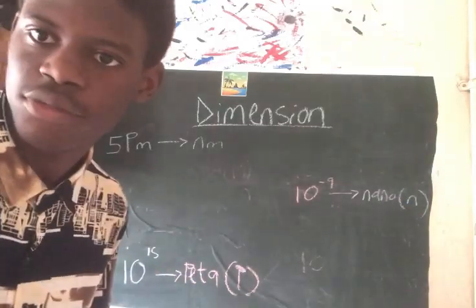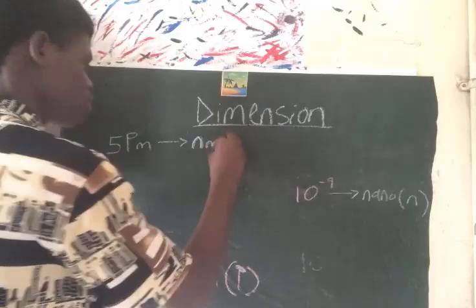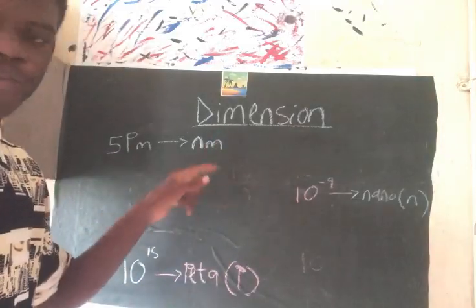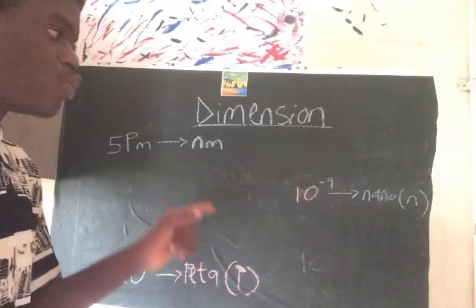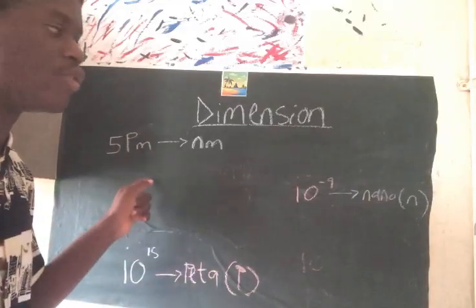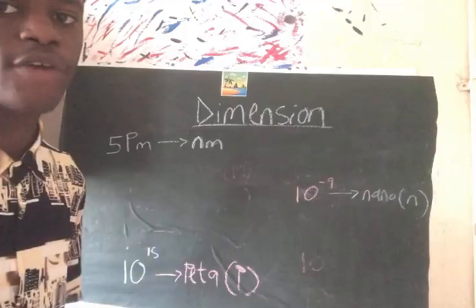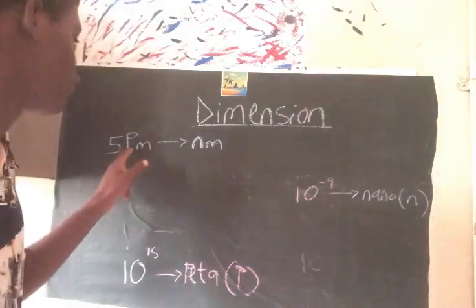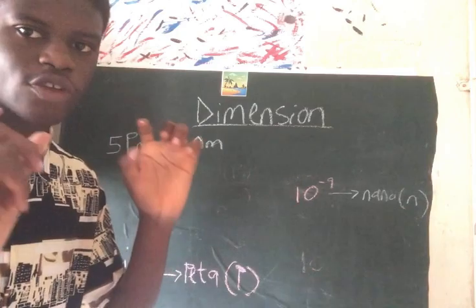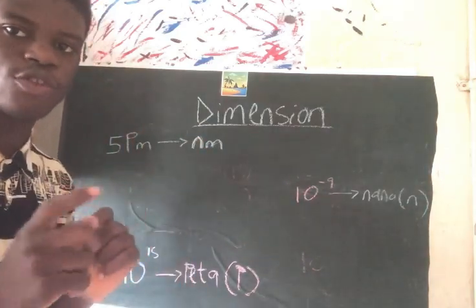Can you see the board? Yeah. So 5 petameter to nanometer. How do you do it? The first thing, you need to know the value of peta, and you need to know the value of nano. If you don't know the value, you're not going to get it. You need to know the symbol, how to recognize the symbol. Anything big letter is for the super, anything small letter is for the sub.